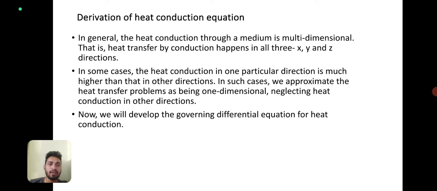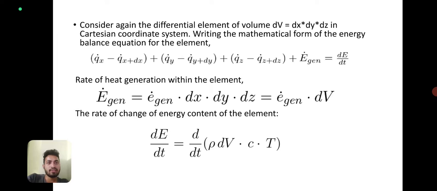Now we will develop the governing differential equation for heat conduction. Consider again the differential element of volume dV equal to dx into dy into dz in Cartesian coordinate system. Writing the mathematical form of the energy balance equation for the element: q dot x minus q dot x plus dx plus q dot y minus q dot y plus dy plus q dot z minus q dot z plus dz plus heat generated equal to dE by dt.